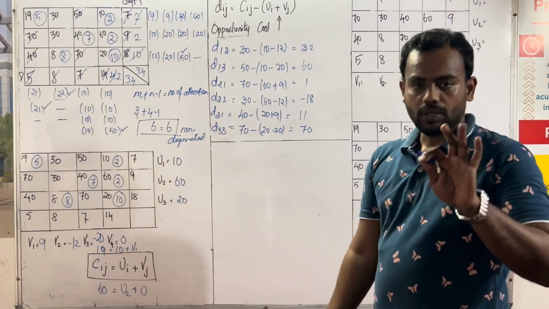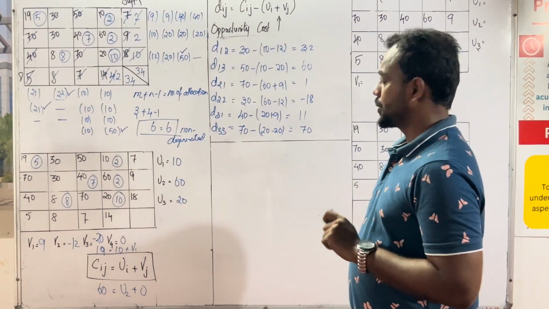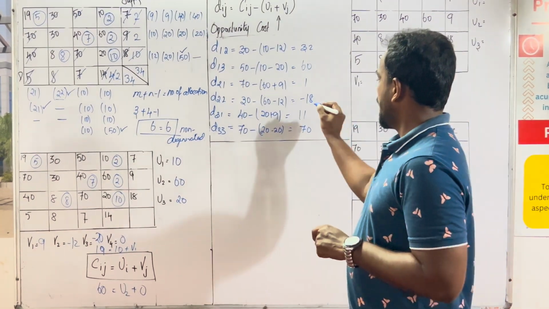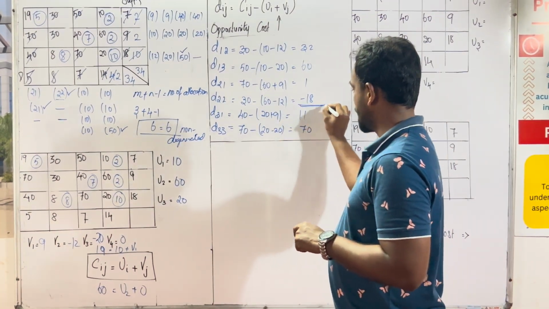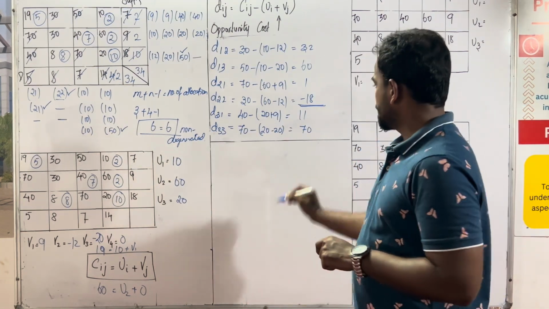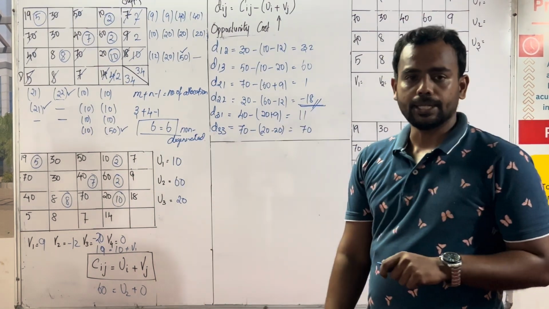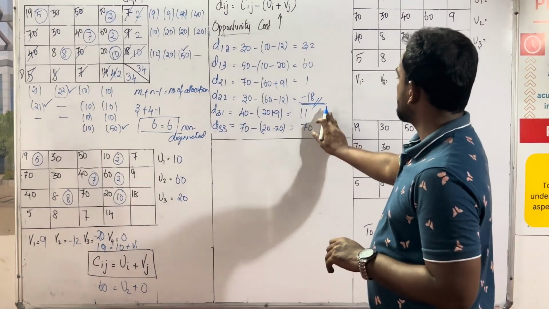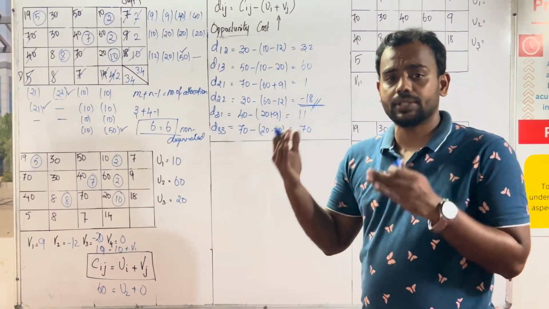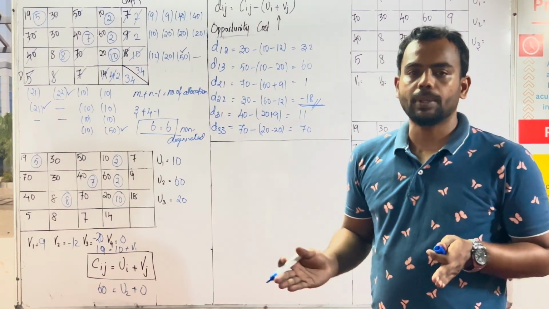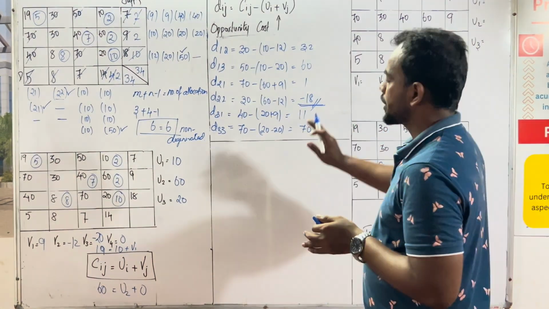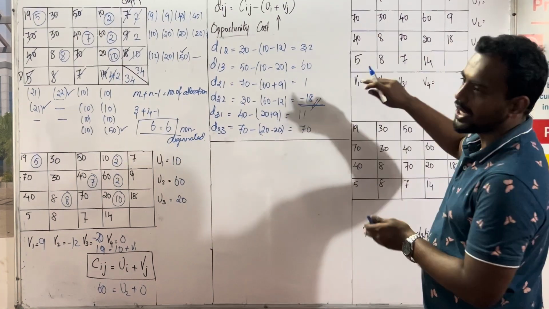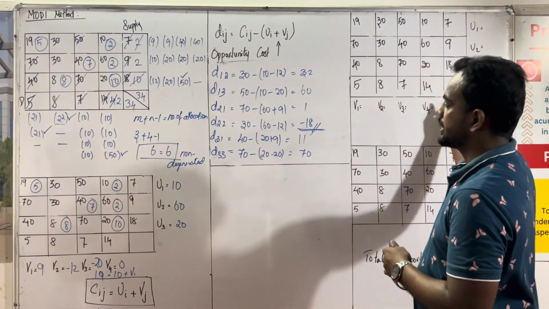Okay, so now when you find out the opportunity cost, you have to look at whether we have a negative opportunity cost. So you have to see, yes, we have a negative opportunity cost, which is minus 18. Okay, so when we have a negative opportunity cost, we have the chance of getting an optimal answer. So now we have to continue the problem. Again we have to write the allocation as well as the opportunity cost in the same table.